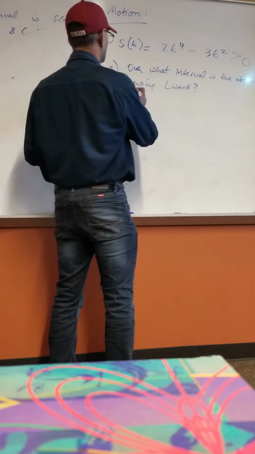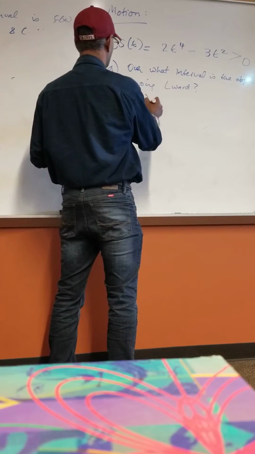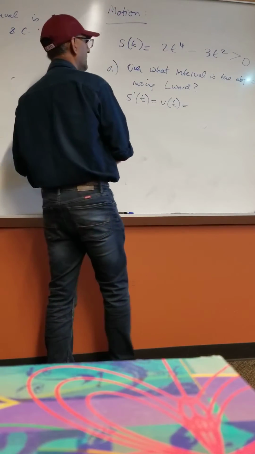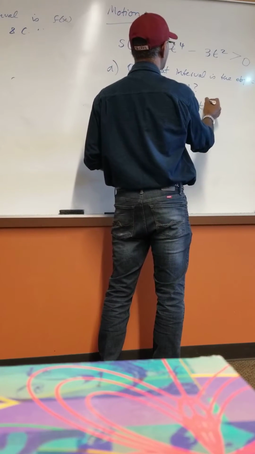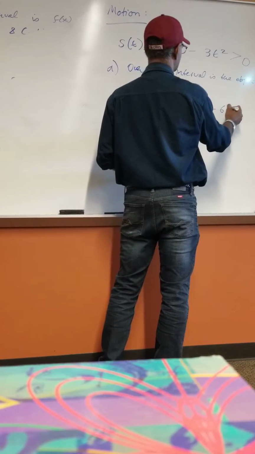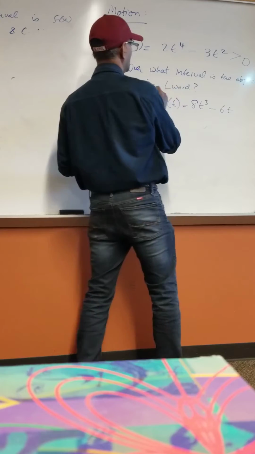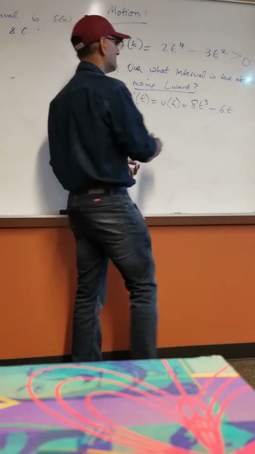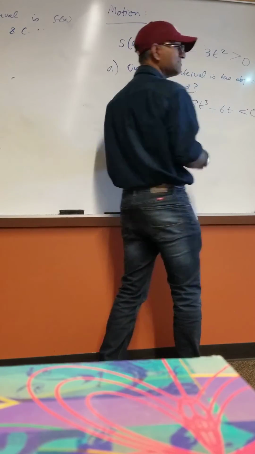The derivative of S. Can I find S dash of t, which is velocity? It's 8t cubed minus 6t. Now, moving leftward. So what should I do with this? Less than 0. And I make a number line.